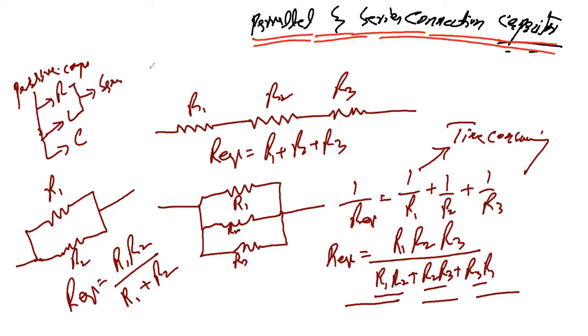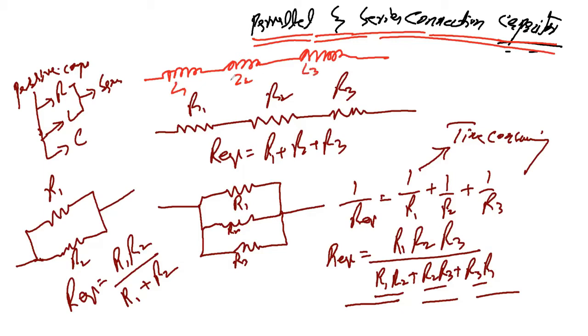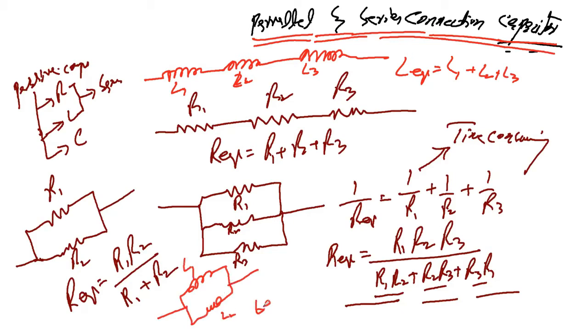If you connect inductors like this, three inductors in series, L1, L2, L3, we represent an inductor by this symbol. If you want to find the equivalent inductor value, it will be like resistor: L1 plus L2 plus L3. Similarly, if you connect inductors in parallel, it will be the same. This is L1, this is L2. So your equivalent will be equal to L1 L2 divided by L1 plus L2.